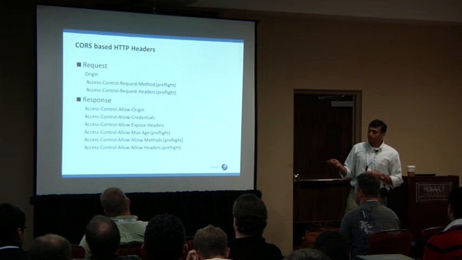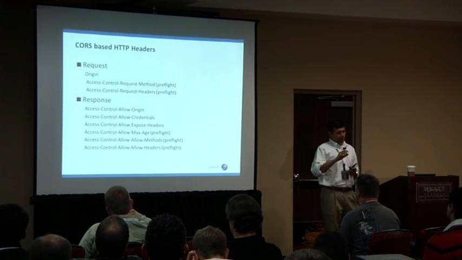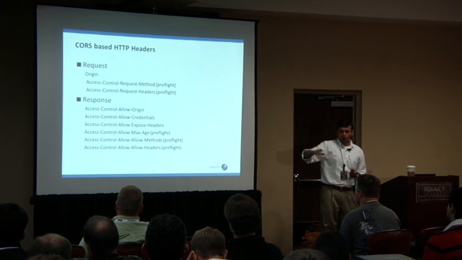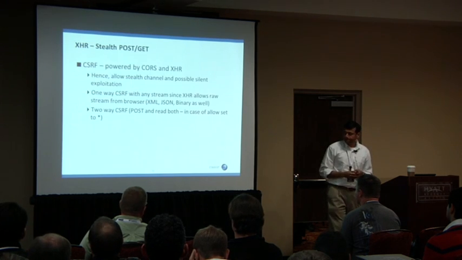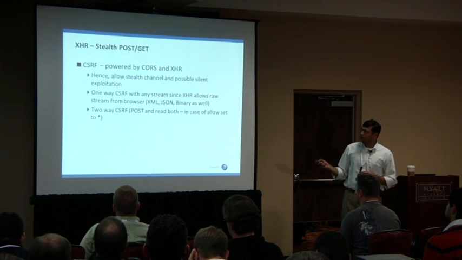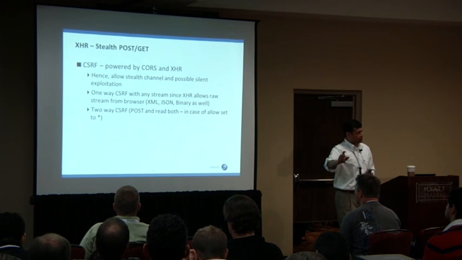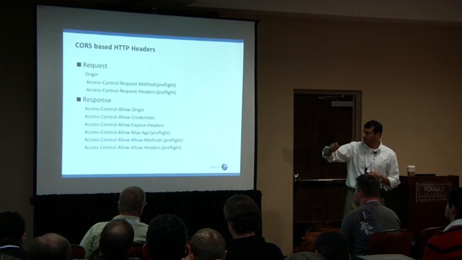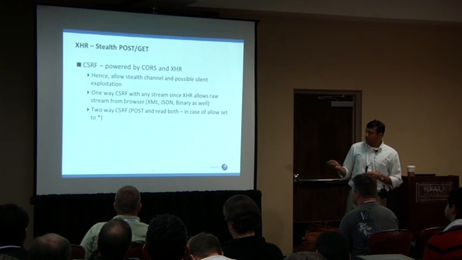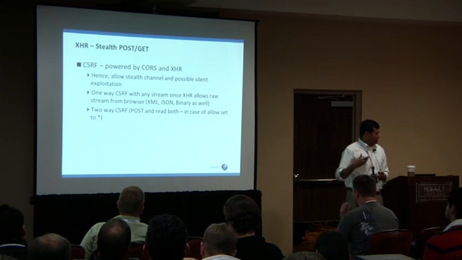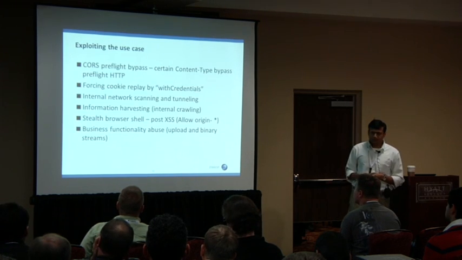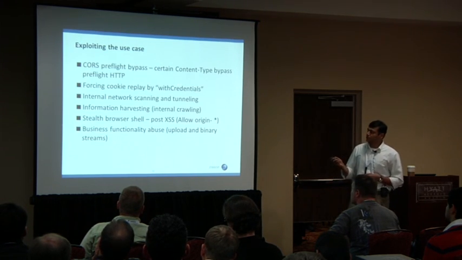So for request and response, what is going to happen is before you make a call, there is an OPTIONS call which will go through on the wire. That is a pre-flight call. So CSRF powered by CORS and XHR allows a stealth channel. Now with XHR, you can open a stealth channel against the backend. And then you can do both POST and GET, and pretty much you can send any data to the cross domain.